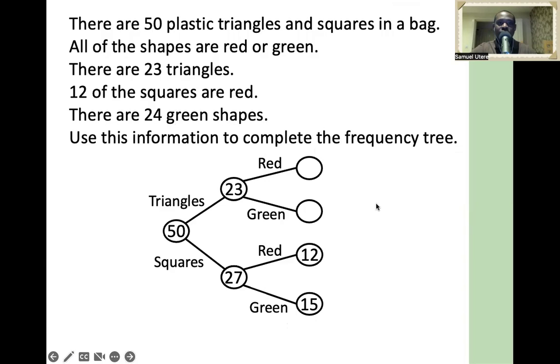So to get that number, we'll have to do 24 minus 15. Because the total number of green shapes is 24, we do 24 minus 15 to give us 9. Now we know that is 9. To get the number of reds, we just do 23 minus 9, which is 14.